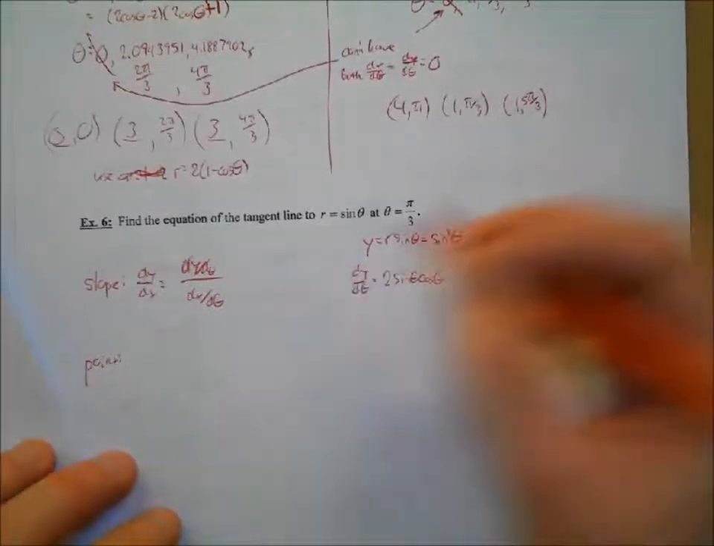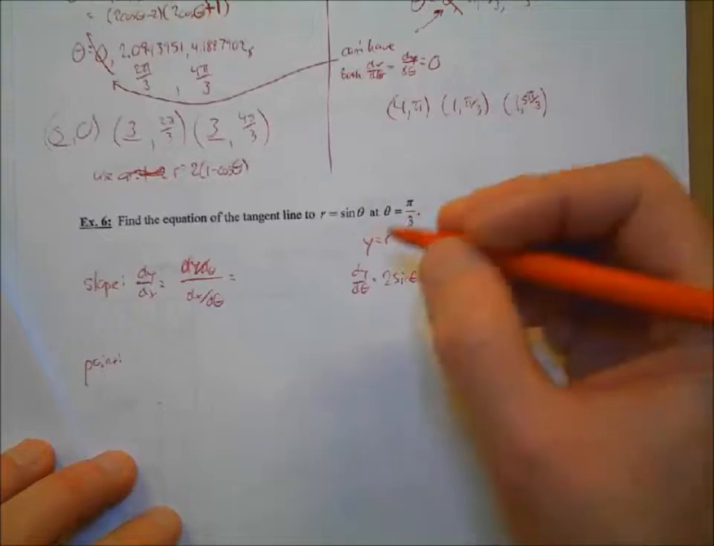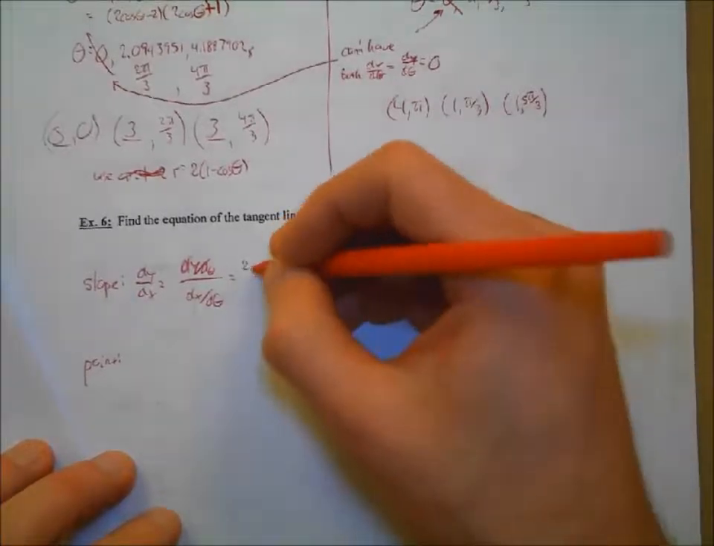Okay, and therefore dy d theta will be 2 sine theta cosine theta. Okay, so let's see here. I'm going to run out of space if I do it there. So, well, maybe not. Maybe so. Oh well, we'll try it.